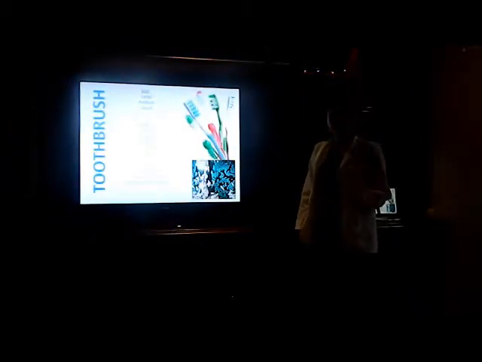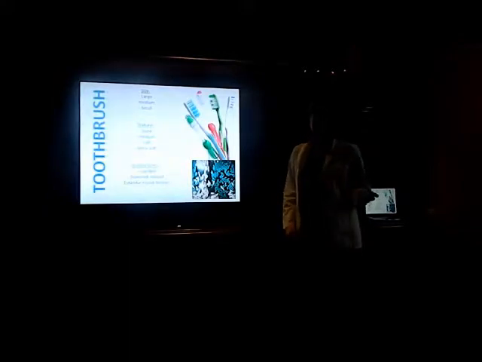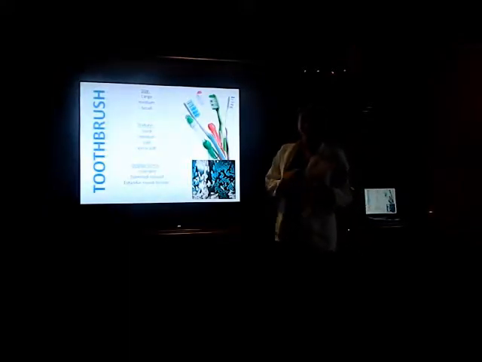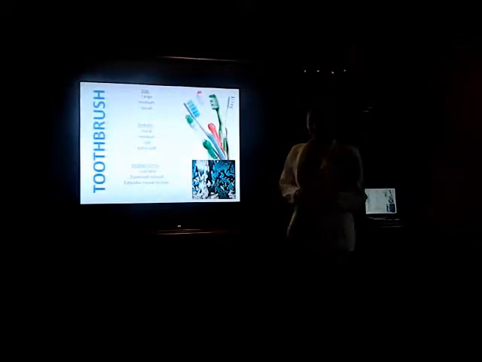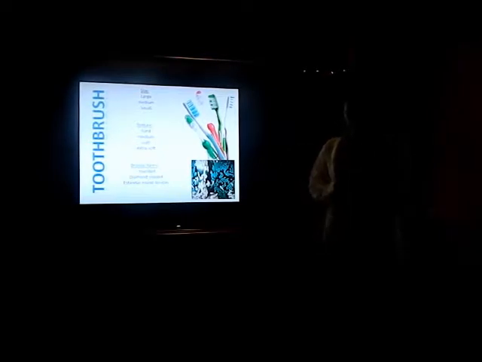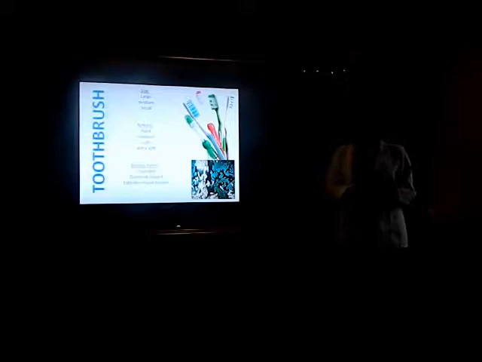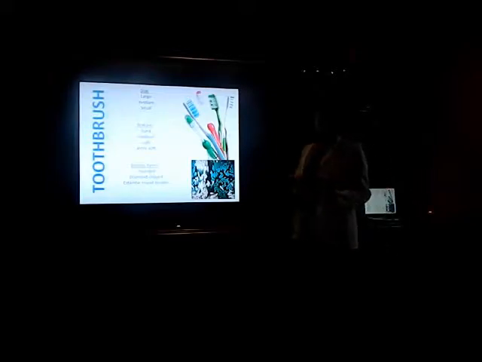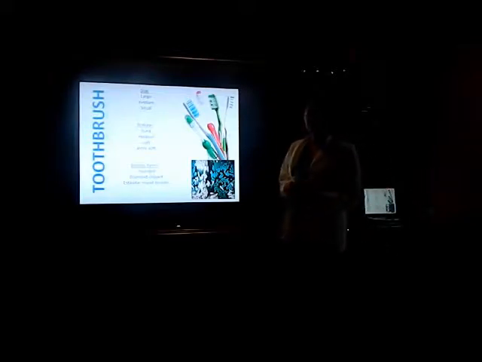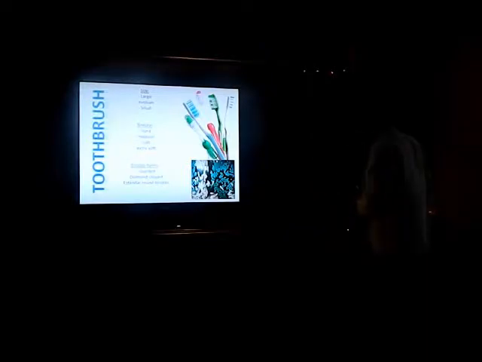First, I have to talk about the toothbrush. A toothbrush can be divided by its size, texture, and bristle forms. In size we have large, medium, and small. In texture we have hard, medium, soft, and extra soft. In bristle forms we have rounded, diamond-shaped, and standard round bristles.